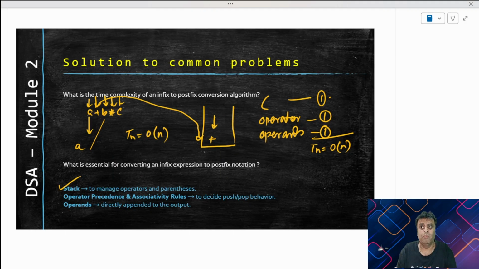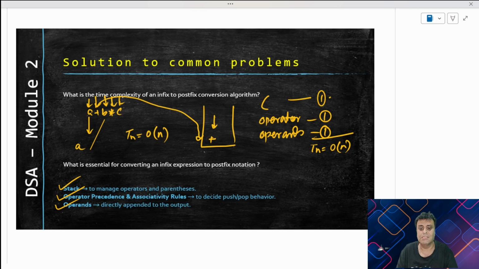You remember that if the operator is actually less than the topmost operator that is there in the stack, then we will have to pop out those operators. So we need to know this one also. We need to know the precedence and associativity rules in order to convert it into a postfix expression. And of course, we need to know the operands also, because those operands are going directly to the output, right? So we need to know that the operands have to go directly to the output. The operators have to be applied with the precedence rules to the stack operators, and the stack is definitely required.